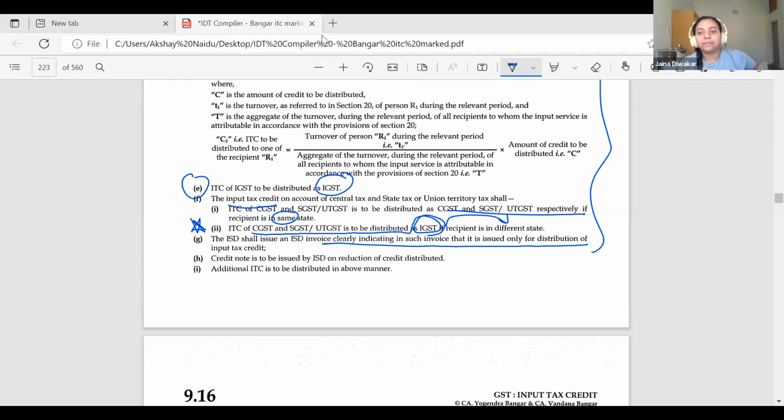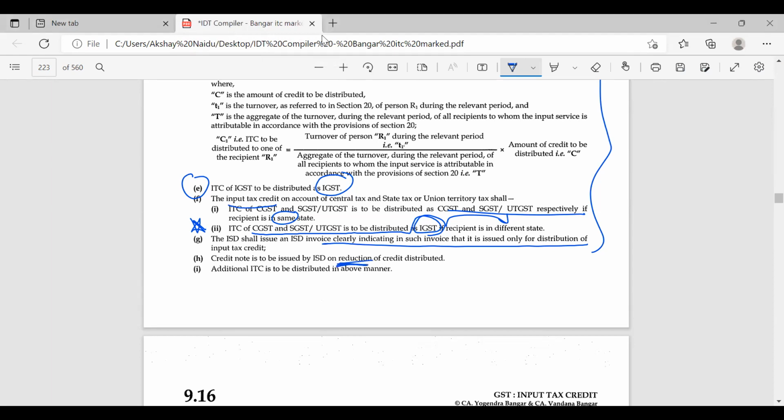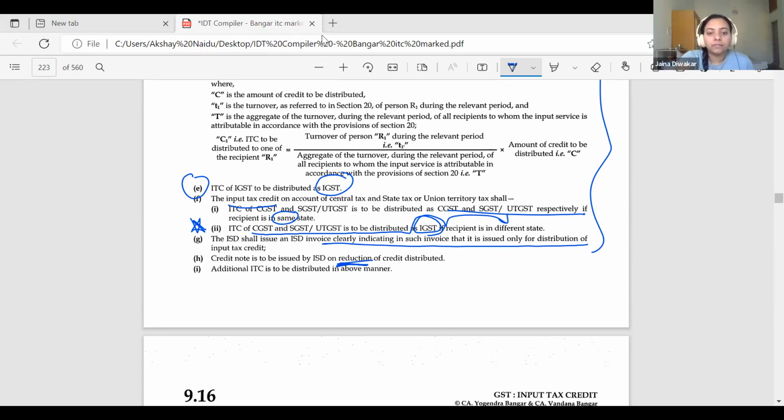Okay. Now H, credit note is to be issued by ISD on reduction of credit. I can't understand. बताओ जरा. मैम, पॉइंट G भी बता दीजिए. If they issued excess credit, then they have to issue credit note to reduce that credit. Yes, by mistake extra credit was given. Now we want to take that credit back. So in order to take that credit back, what we will do? Credit note we will issue.